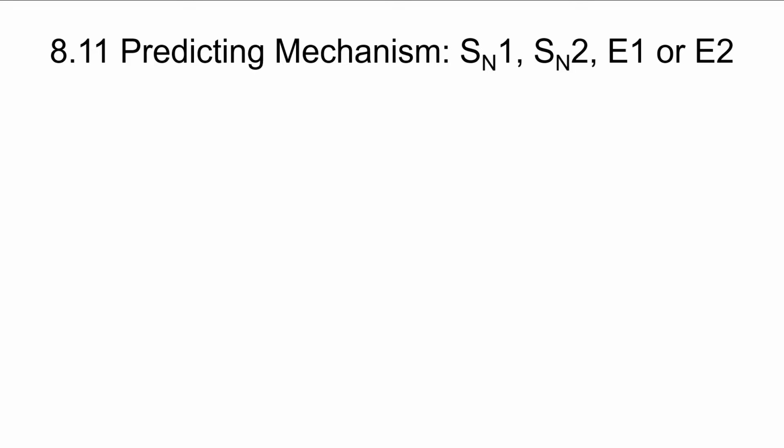We've come to the last section of Chapter 8, which is Section 11, and this is predicting which mechanism is likely to happen, SN1, SN2, E1, or E2.